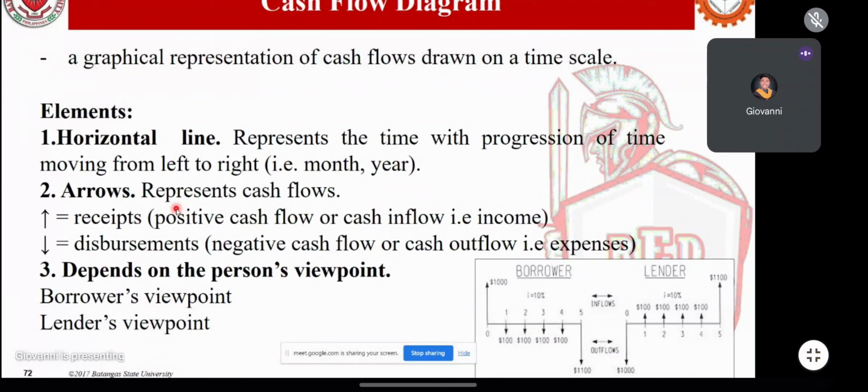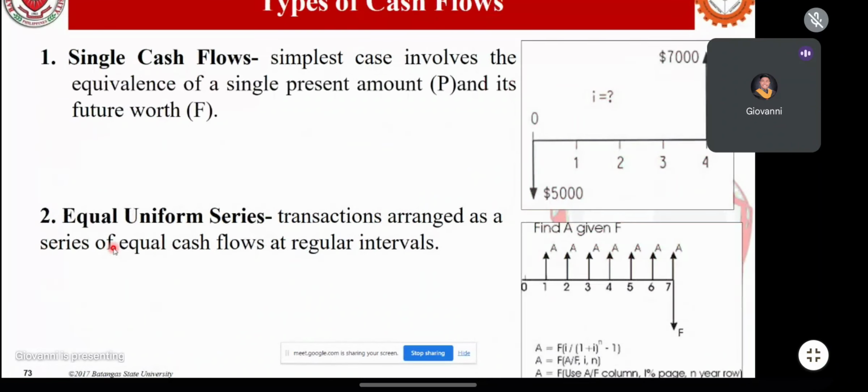Then the arrow represents the cash flows. Arrow up includes the receipts or the positive cash flows or income. Then arrow down is disbursements, negative cash flow or cash outflow that is expense. So it depends on the viewpoint ni borrower or lender, nagbabago yan kung paano magyayari si receipts and si disbursements.